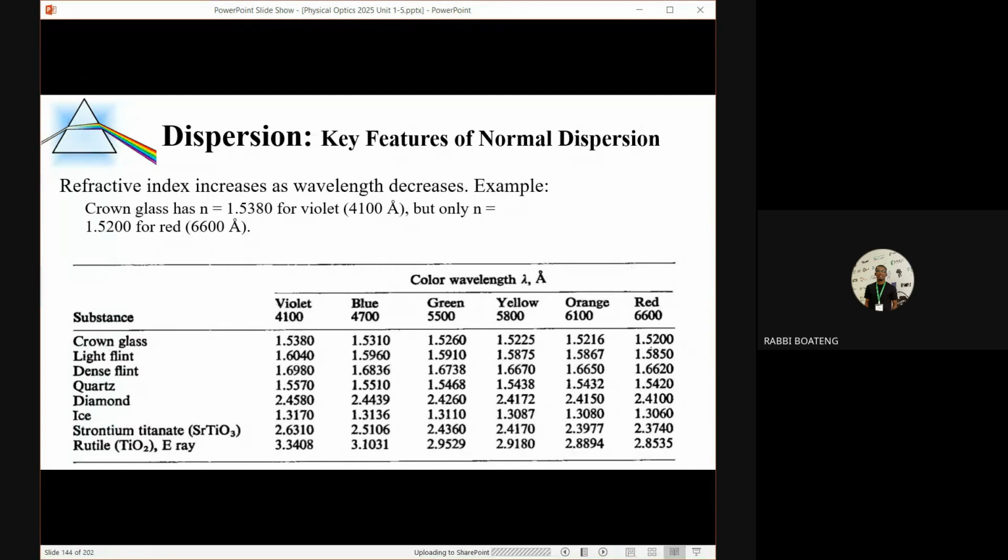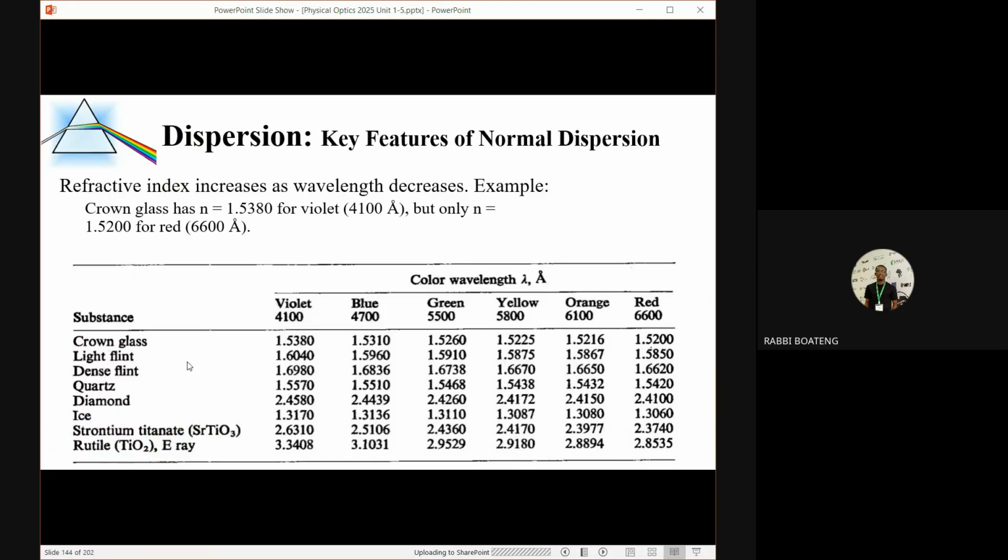So one key feature that we just mentioned is the refractive index increasing as the wavelength decreases. Now when you look at this chart, this is an experimental chart with values that have been taken. Each light represents our wavelength: violet, blue, green, yellow, orange, red. The values are down here, represented in Angstrom. Angstrom is 10 raised to the power negative 10 meters. That is the color wavelength.